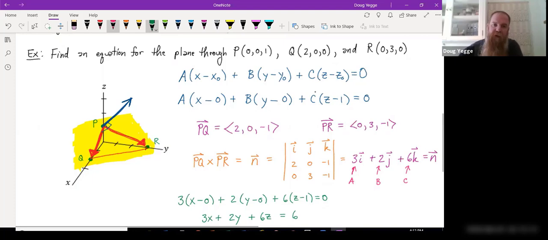So what's beautiful about this is to recognize that once you know a normal vector, those are literally just the coefficients of x, y, and z. All I need my initial point for is to be able to find what that constant on the other side is. And I really could have used point P or point Q or point R. Any one of those I chose to use, I still would have gotten the constant of 6.